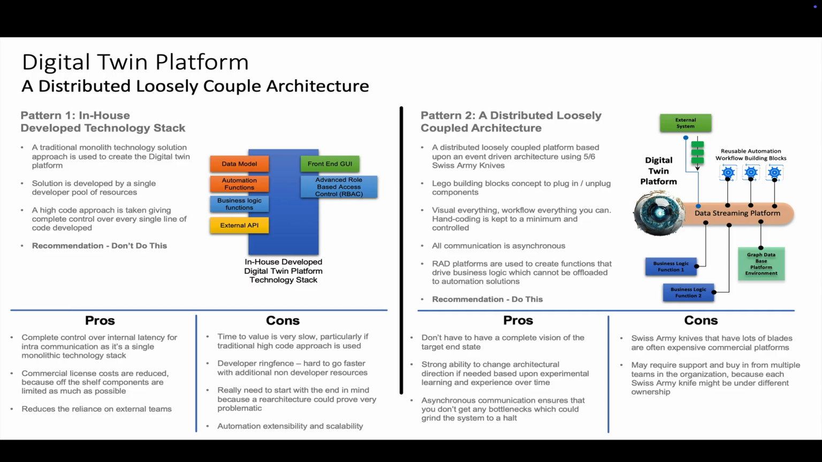The cons for Pattern 2 can be summarized as follows. Swiss Army knife platforms such as enterprise-grade IT process automation and agentic process automation that have lots of blades are often expensive commercial platforms. Note that not all Swiss Army knives have to be commercial platforms, however. A hybrid approach can be taken in which open-source software may be used. However, in the event that the digital twin platform becomes highly strategic to the organization, the use of open source software should be used with care. And depending upon the size of the organization, you may need to get support and buy-in from multiple teams across the organization. A common challenge is that each Swiss Army knife might be under different ownership.